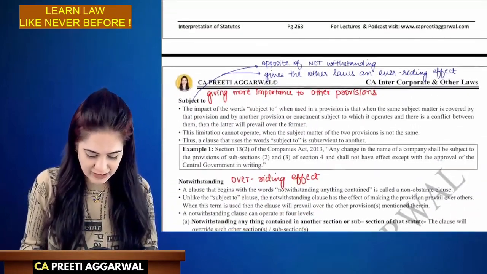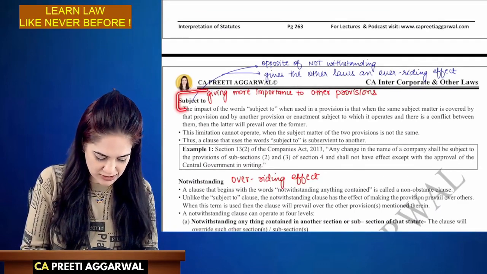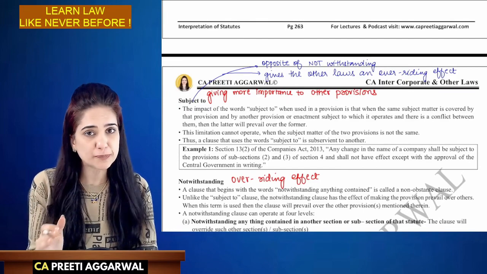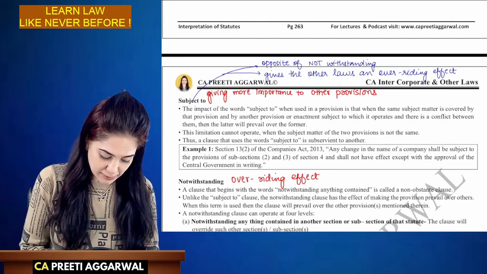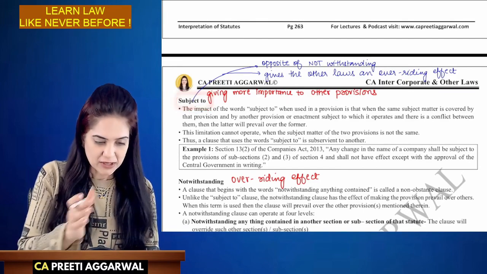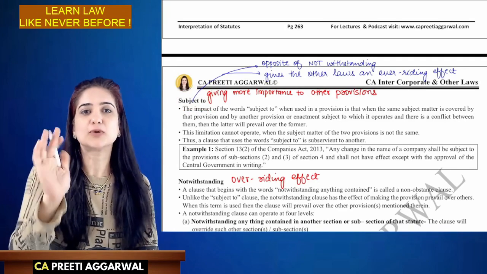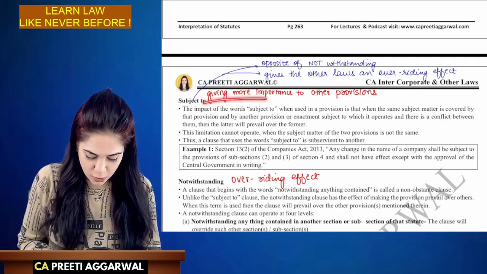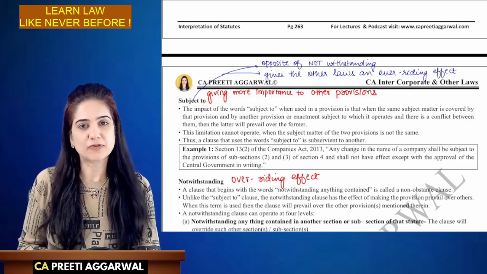There are different meanings of these words. So I'm just giving you the head points. It can be asked as a short note, so we should be aware of it. Sometimes you may read that the provision is "subject to." What is the meaning of subject to? Giving more importance to other provisions.